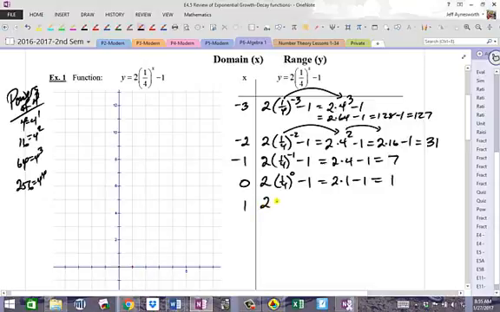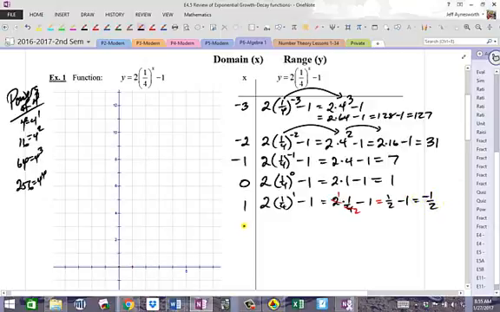When x is 1, we have 2 times 1/4 to the first power minus 1, which is 2 times 1/4 minus 1. We're going to simplify a little bit. Divide both by 2. We get 1/2, minus 1. So 1/2 minus 1 is -1/2.